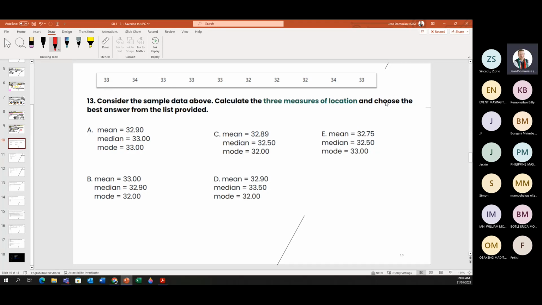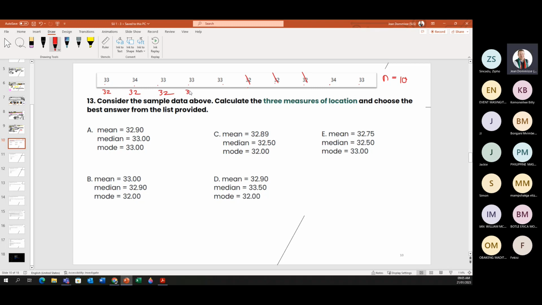They don't tell me how many numbers there are, so I need to count them. 1, 2, 3, 4, 5, 6, 7, 8, 9, 10. So at least we know n is equal to 10. This is not ordered at all, so let's order it first. So it seems like we're going from 32. Okay, so that's one of the 32s. There's another 32. There's another 32. So there are 3 32s.